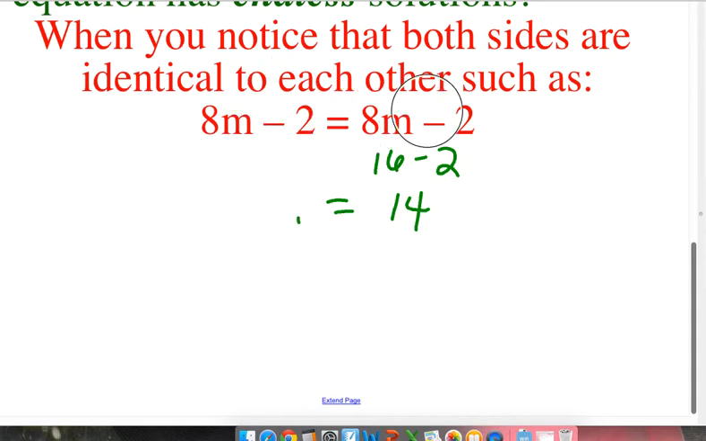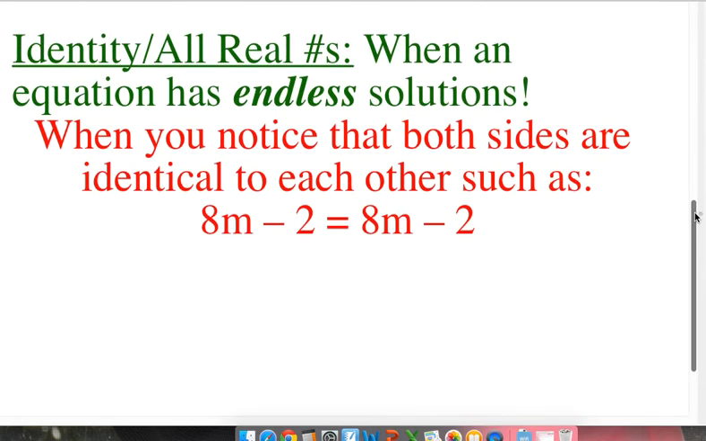This is an example where no matter what number I choose for m, I'm going to end up with the same answer on both sides. That's because the left side and the right side are identical, and it's called identity, meaning all real numbers will work for the value of your variable.